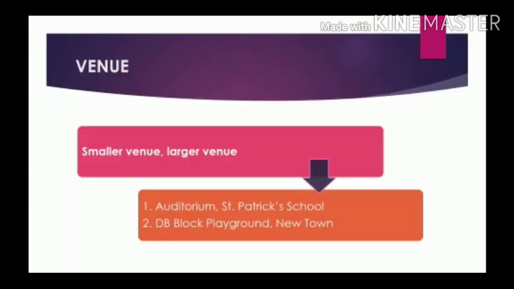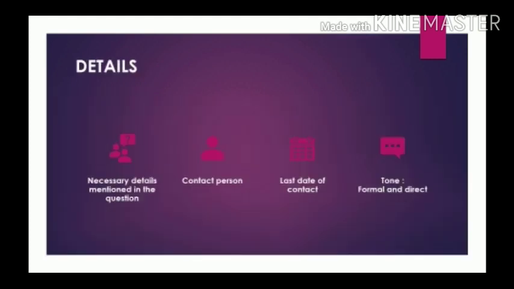As we come to the venue of the event, we follow a particular pattern here. You need to write the smaller venue followed by the larger venue. Just two parts of the venue, and following the current pattern of the notice, you do not need to write any pin code or such details. The examples on the screen show how the auditorium or playground are for the smaller venue and the name of the school or area are for the larger venue.